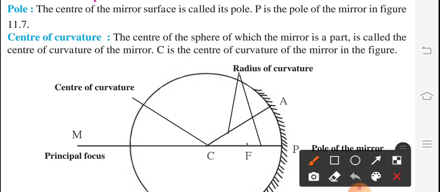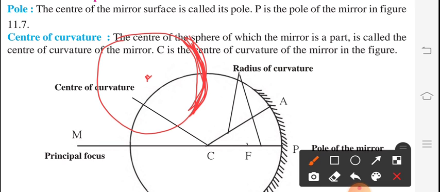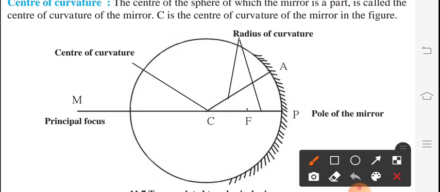Then the center of curvature. The center of the sphere of which the mirror is a part is called the center of curvature of the mirror. C is the center of curvature of the mirror. What is the center of curvature? Whenever you are considering a sphere, obviously it has a center, and if you cut this much portion for a spherical mirror, then definitely this part also has a center. We can say the same way here, C is the center of curvature of that mirror. Clear?